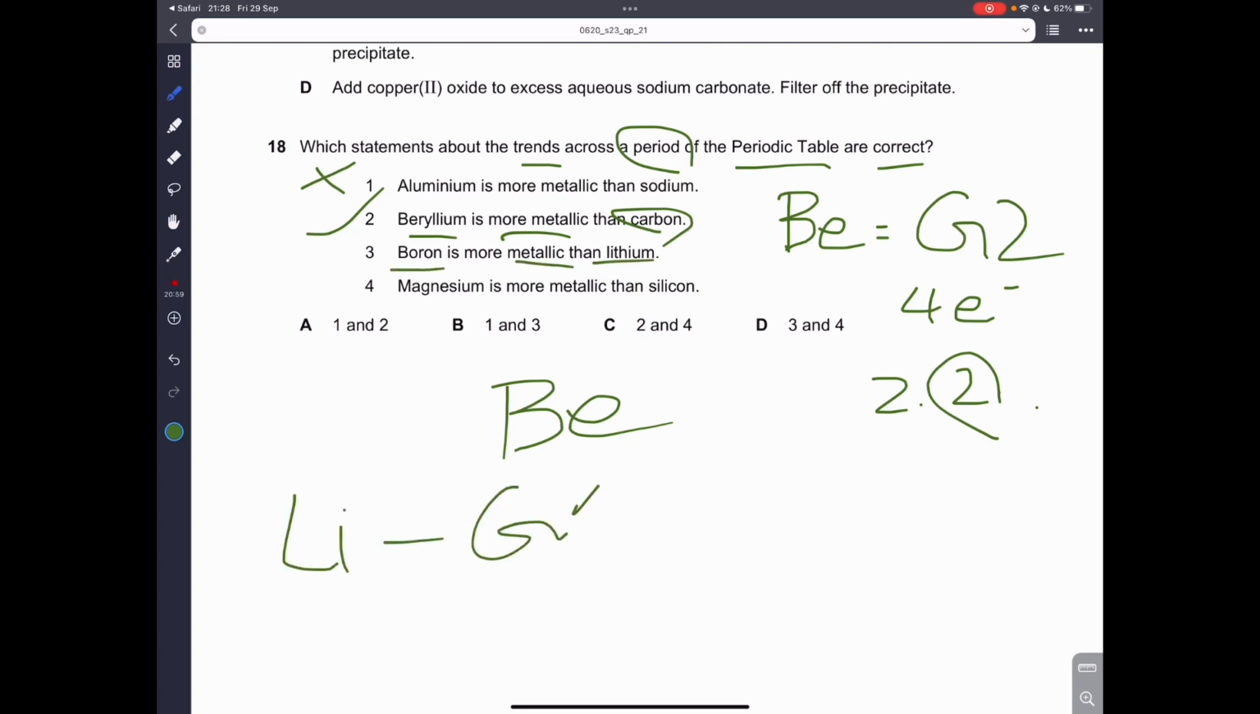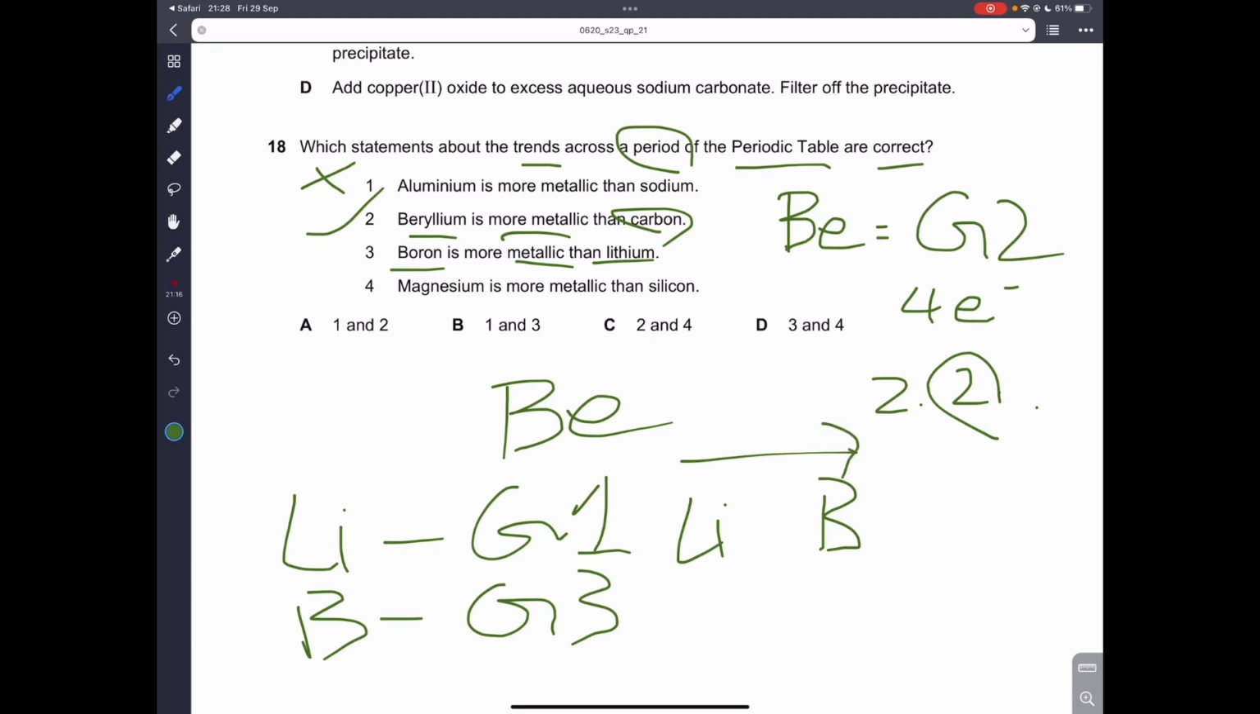Lithium is, we know, a group 1 metal. Boron is a group 3 metal. Yes. So basically, this means that as I've said, if you go from left to right, they become less metallic. And lithium is basically at the end of the left side of the periodic table. So this statement is wrong.